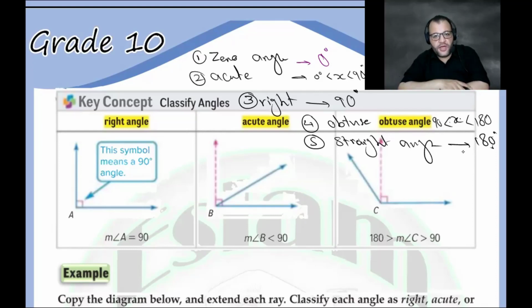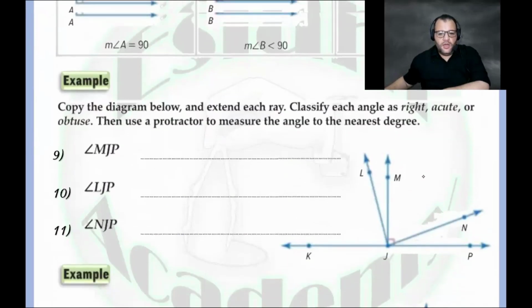You now know the 5 types: the zero angle, the acute angle, right, obtuse, and straight. Three of them must have a certain measure: 0, 90, and 180. The acute lies between the two smallest, 0 and 90. The obtuse is between 90 and 180. We need to copy the diagram, then classify the type of each angle, then use the protractor to measure. You can use the protractor later, but now we need to find the type of the angle.